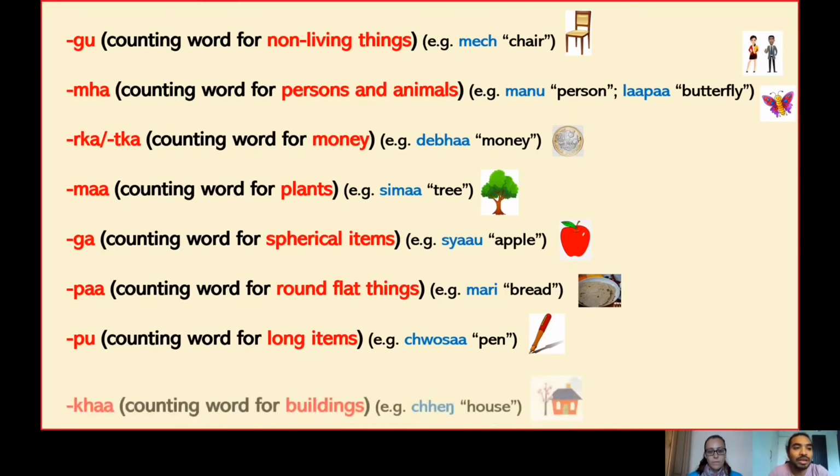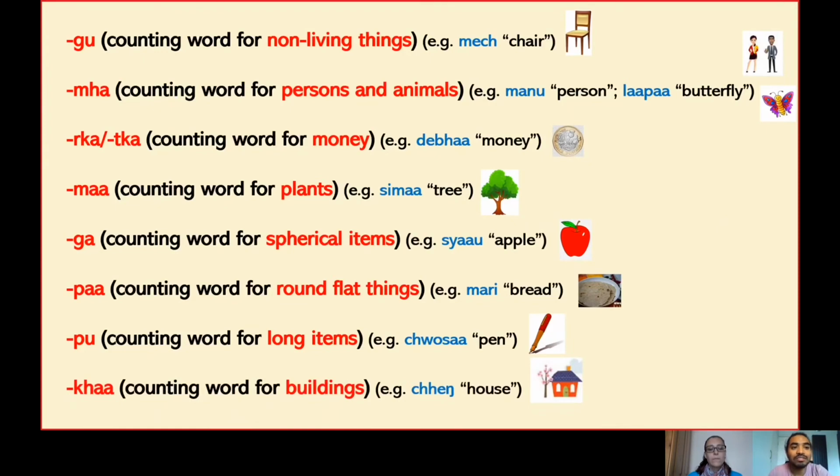Then ka is the counting word for buildings, like for example che, which means house. There are many more, but I think we can stop here for today. Shall we do a recap then?